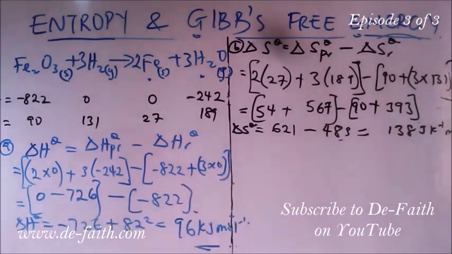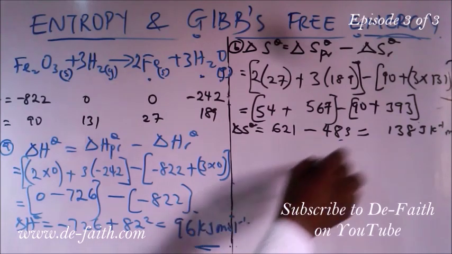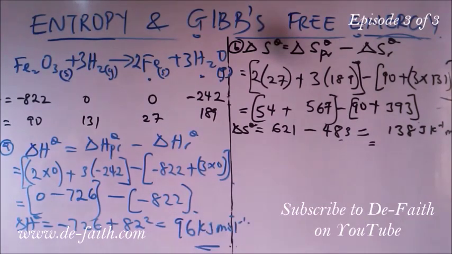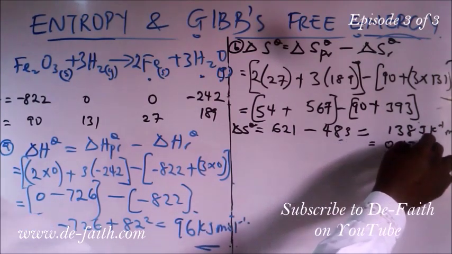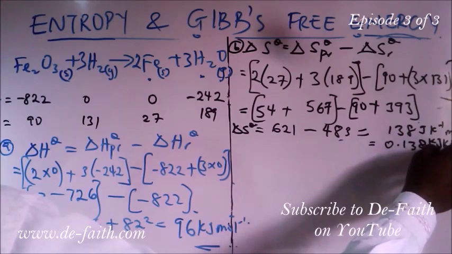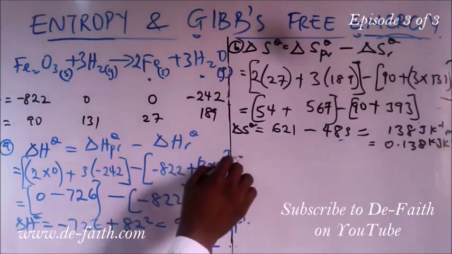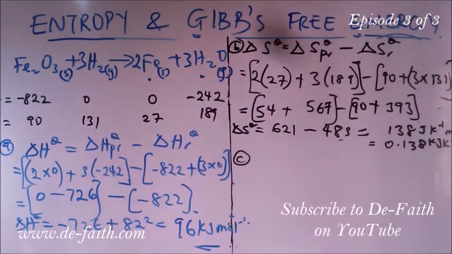But it will be advisable that we work in kilojoules, because over here we have kilojoules, and so we have 138 divided by 1000, and that will give 0.138 kilojoule per Kelvin per mole. And that brings us to our third part of the question, which is to find the standard Gibbs free energy change at 20 degrees Celsius.